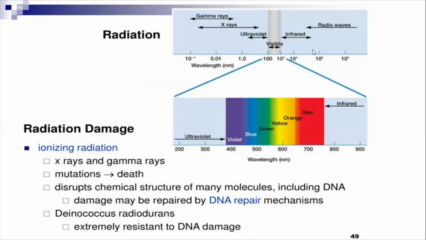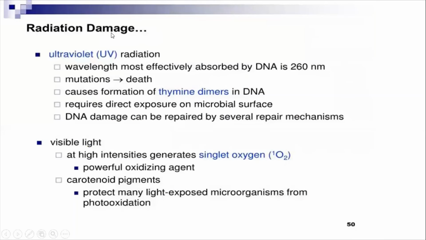Now coming to the UV, so we know that DNA absorbs UV radiation at 260 nanometer. Okay. Now, if it is continuous and very intense, then it can result in mutations which will cause death. For example, causing the thymine dimer in the DNA. And if it is not repaired, then of course the cell is not going to survive.